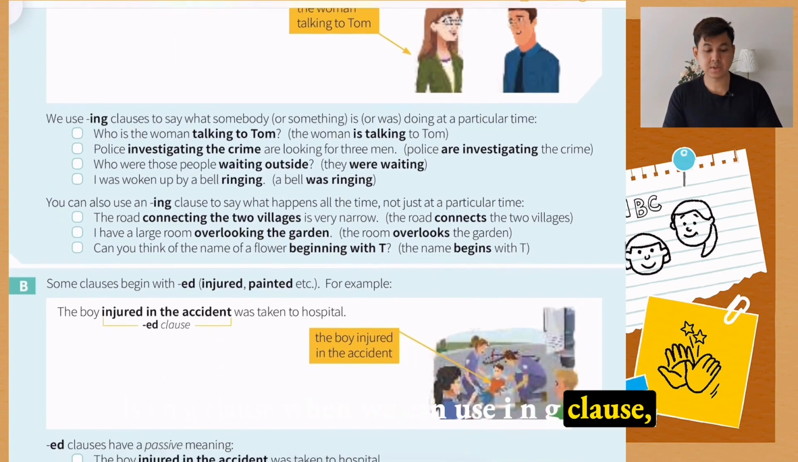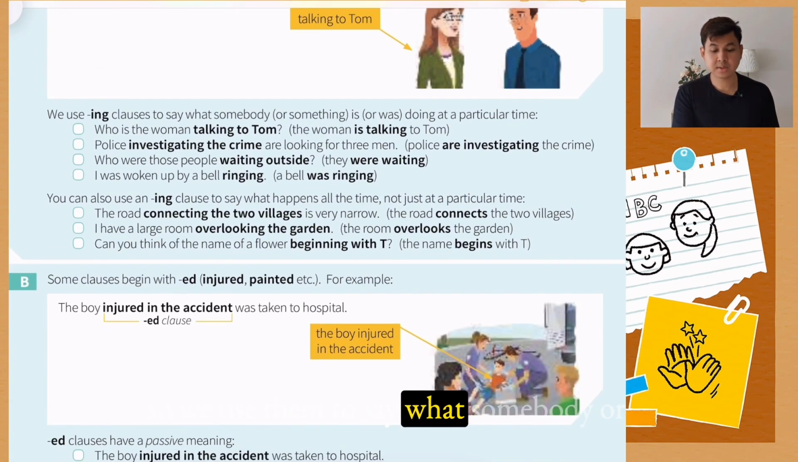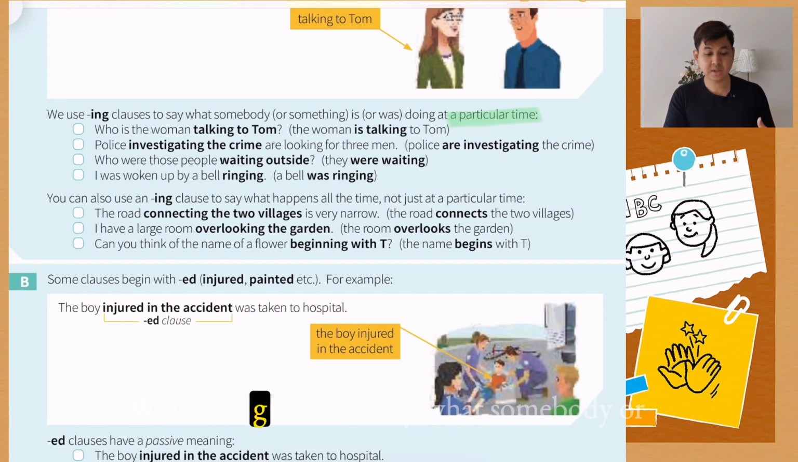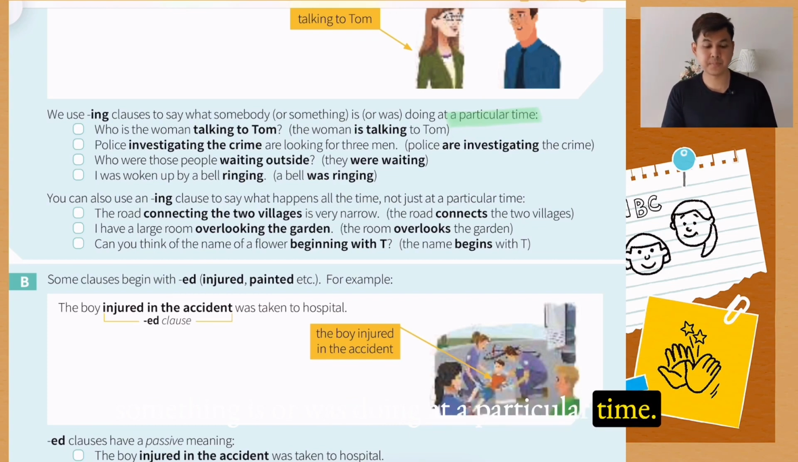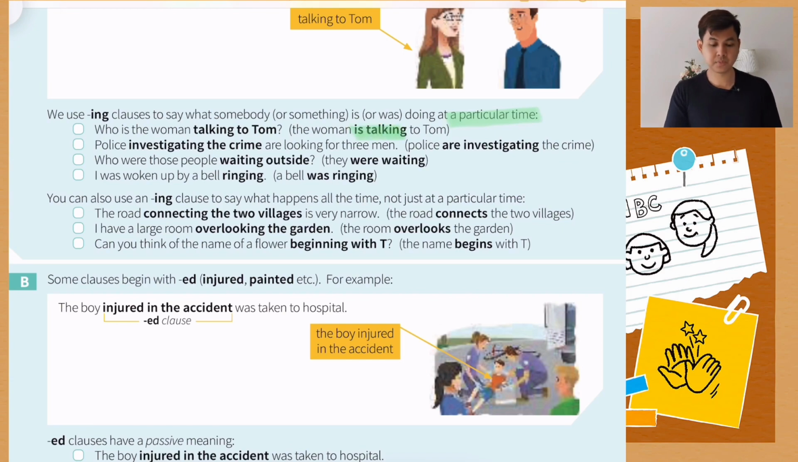When can we use -ing clauses? We use them to say what somebody or something is or was doing at a particular time. Who is the woman talking to Tom? The woman is talking to Tom. Police investigating the crime are looking for 3 men. So police are investigating the crime. Who were those people waiting outside? They were waiting outside. I was woken up, a bell was ringing, and then we combine them together using an -ing clause.